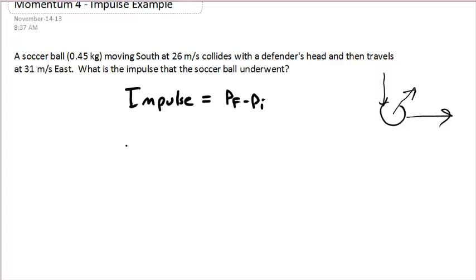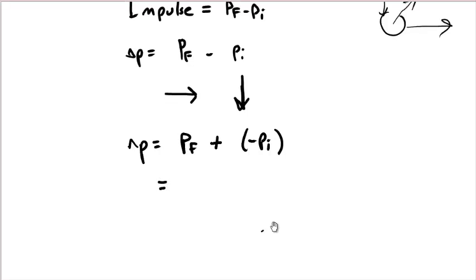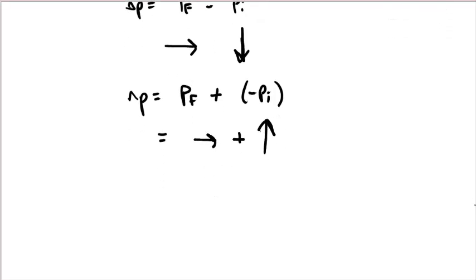So, as I said, to find change in momentum, it is P final minus P initial, and P final is going this way, and P initial is going this way. But since we can't subtract vectors, what we can do is we'll say change in momentum will be P final plus the negative of P initial. And so P final plus P initial going north instead of south. And so first thing we want to do is calculate P final, P initial.